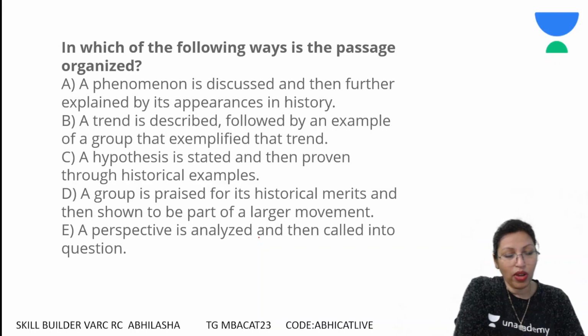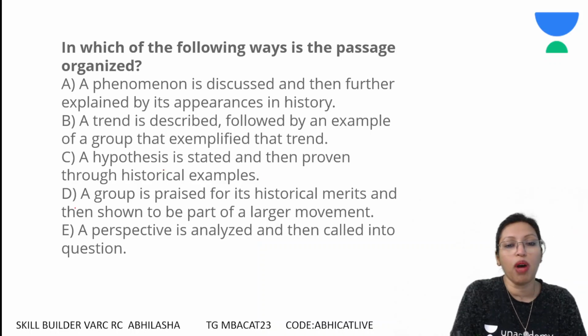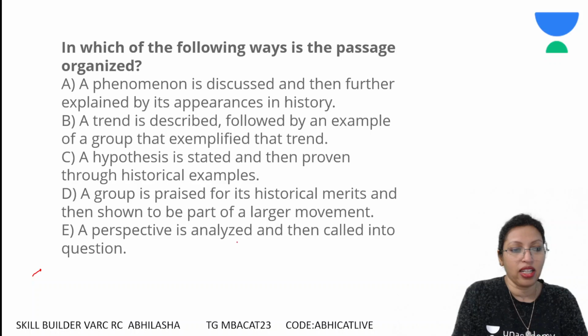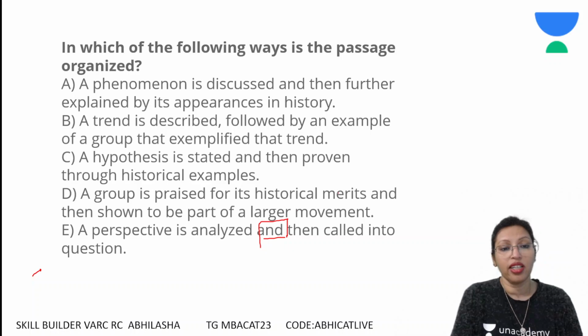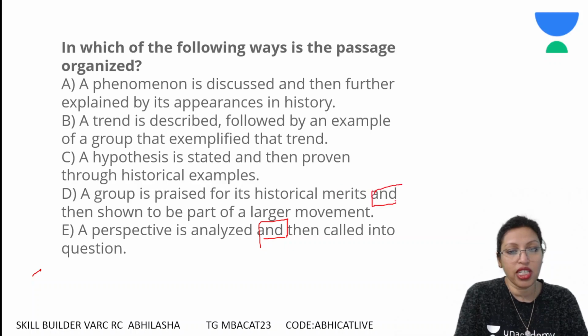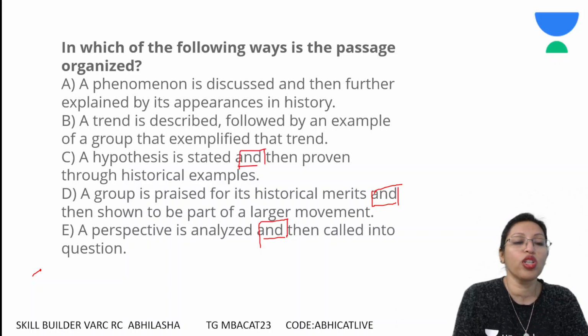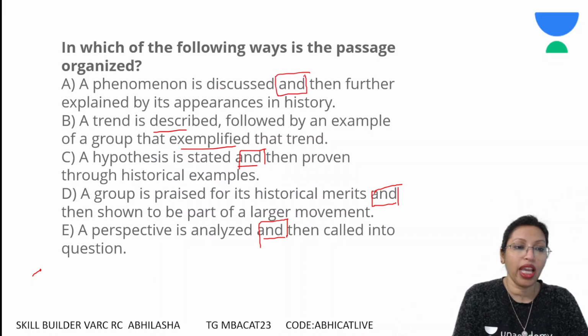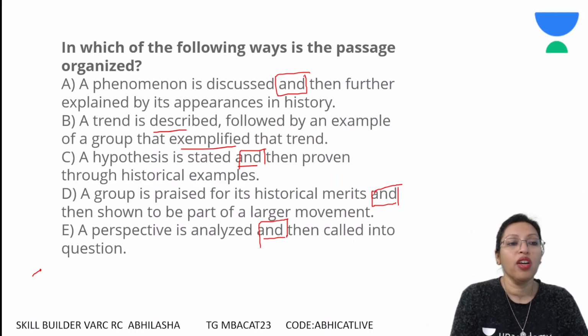Now, remember one very important thing: when an answer has two parts, both the parts have to be correct. So a perspective is analyzed and then called into question. That means you doubt it. Similarly, a group is praised for its historical merits and then shown to be part of a larger movement. Well, did we talk of that? One group and then a larger movement. Did we state a hypothesis and then prove it through historical examples? Did we describe a trend and then give an example of a group that exemplified that trend? Or did we discuss a phenomena and then further explain that phenomena by showing where it is?